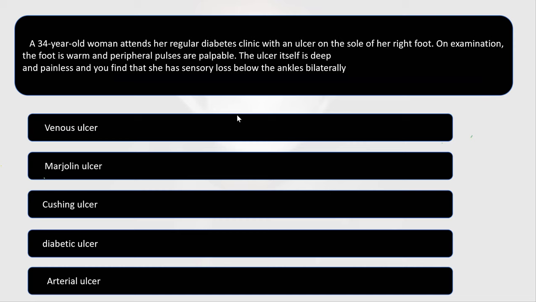A 34-year-old woman attends a regular diabetic clinic with an ulcer on the sole of her right foot. On examination, the foot is warm and peripheral pulses are palpable. The ulcer itself is deep and painless, and she has sensory loss below the ankle bilaterally. Is it a venous ulcer, marginal ulcer, Cushing ulcer, diabetic ulcer, or arterial diabetic ulcer? There is neuropathy, and she's already diabetic, so I go with diabetic ulcer.